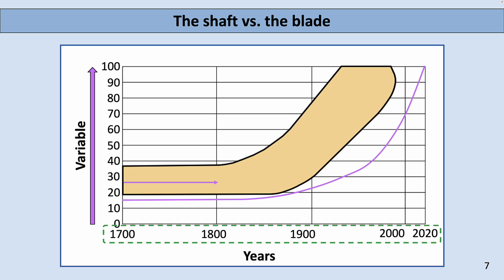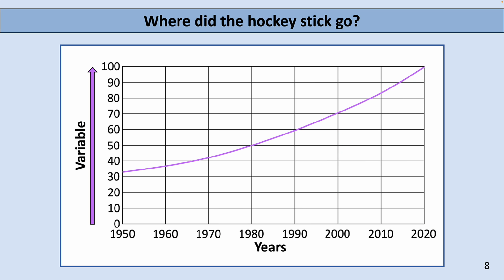What if we zoomed in on a time frame from 1950 to 2020? The elapsed time for this graph is from 1950 through 2020. Where did the hockey stick go? The stick is out of the time frame because we are too close to the rapid growth period. The rapid growth doesn't appear to be that rapid on the short scale from 1950 to 2020.